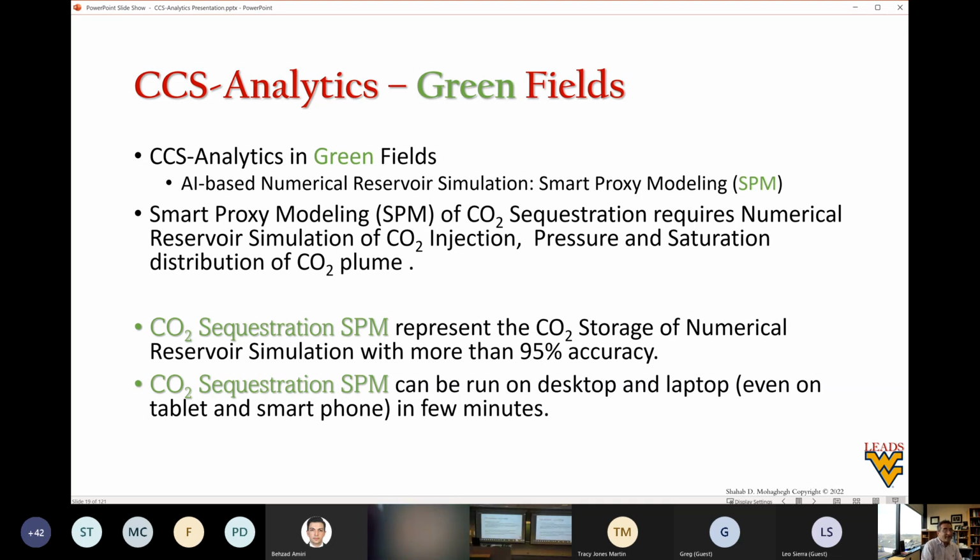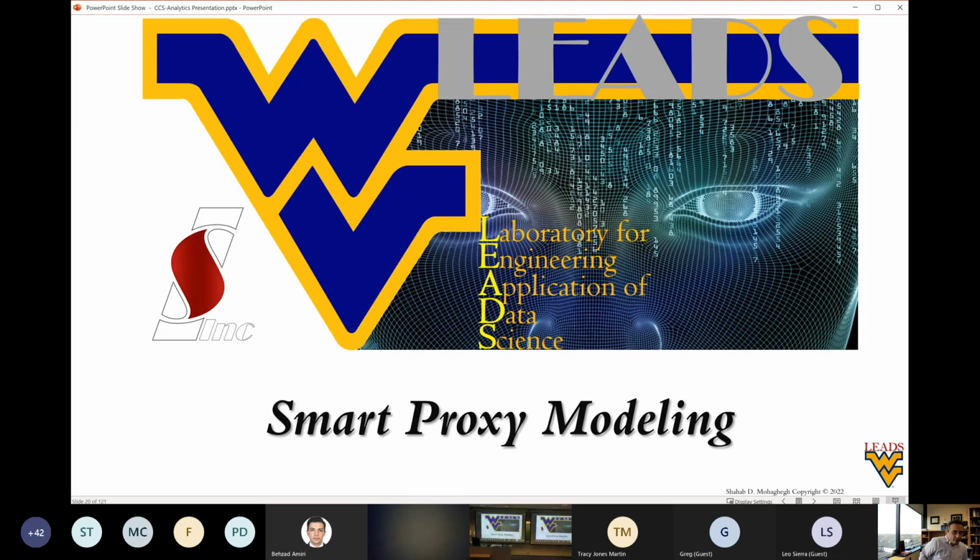That's the main difference between smart proxy and the numerical simulation. The key is it can be done with very, very high accuracy compared to numerical reservoir simulation, and it can do it so fast. So let's talk about what smart proxy is, smart proxy modeling.